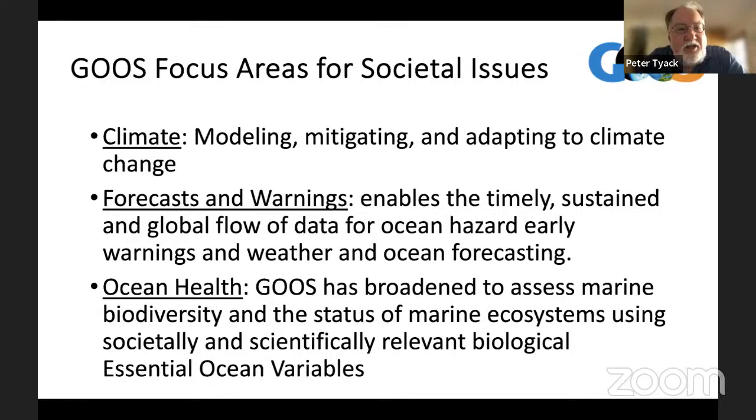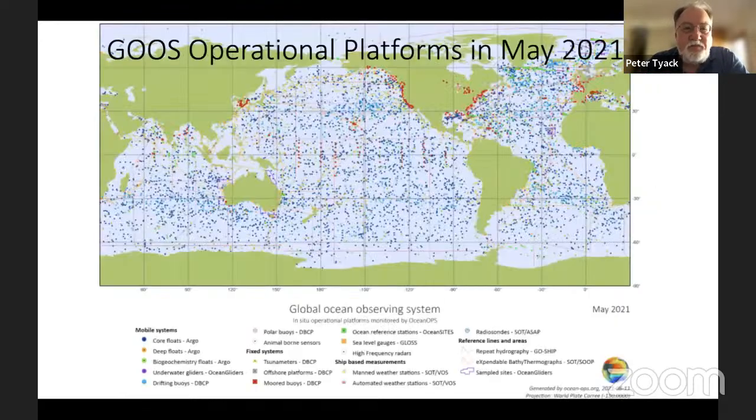Goose initially focused on climate issues and forecasts and warnings, like we would think about for weather forecasting. And it has recently broadened to assess marine biodiversity and the status of marine ecosystems using societally and scientifically relevant biological essential ocean variables. So ocean health has been added and creates a broader scope for the observation system.